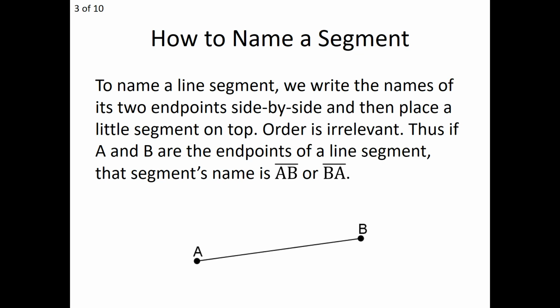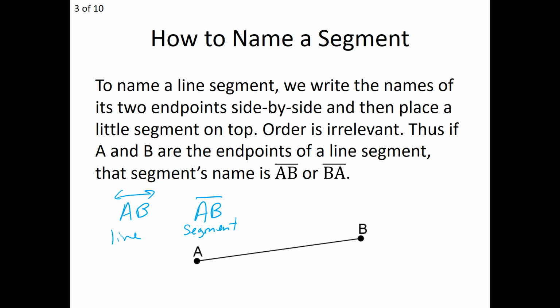Now, yesterday we saw how we named a line. When we named a line, we put over top of it a bar with two arrows. But when we're naming a line segment, we can drop off the two arrows and simply put the bar over top. So here we have a line, and here we have a segment, or a portion of that line.